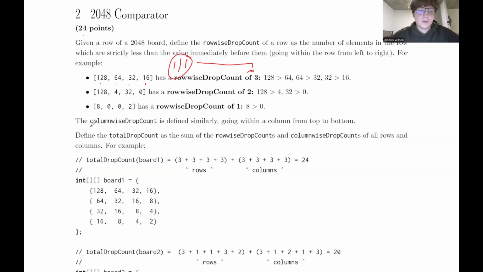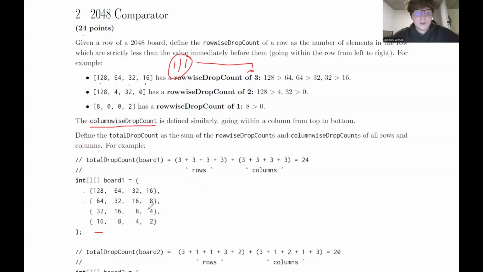The problem also defines a notion of a column-wise drop count, which is the exact same thing, but for the columns. For example, we could look at this column of the board here. We'll start at 128. There's nothing before 128 in this column, so we'll skip it. Then we'll go to 64. 64 is strictly less than 128, so I'll add a tally. 32. 32 is strictly less than 64, we'll add a tally. Then 16. 16 is strictly less than 32, so we'll add a tally for a total of 3, which is exactly what we get here.